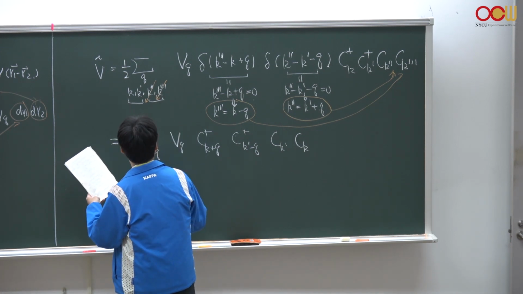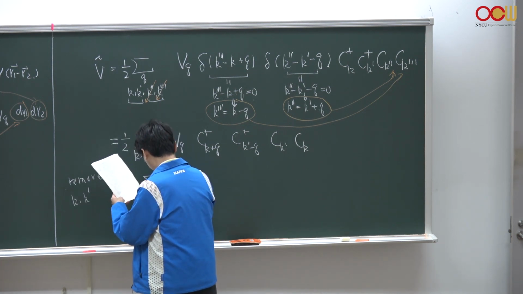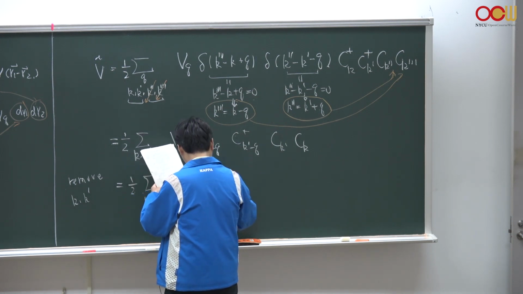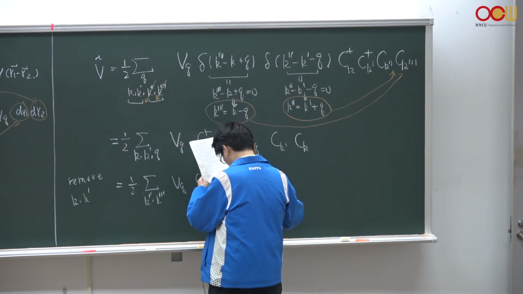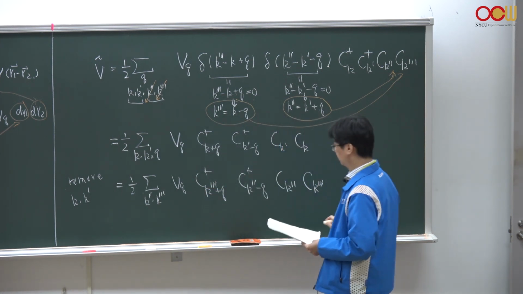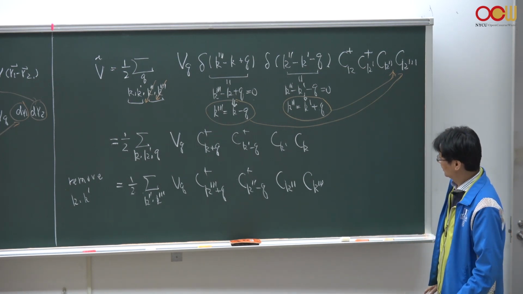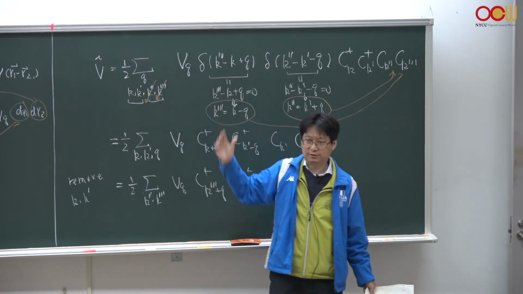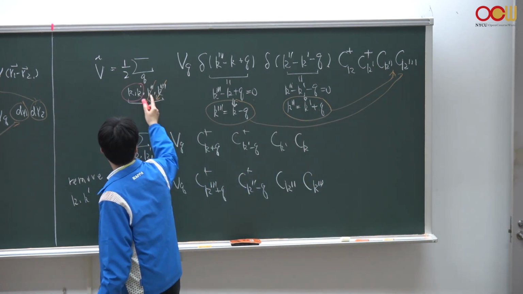Say if I remove K and K prime summation, I get K double prime, K triple prime, V of Q, C dagger K triple prime plus Q, C dagger double prime minus Q, CK prime, CK triple prime. All right, so there's a degrees of freedom to choose which 2 momentum variables that you want to remove, right? So you could remove either k and k prime or k double prime, k triple prime.